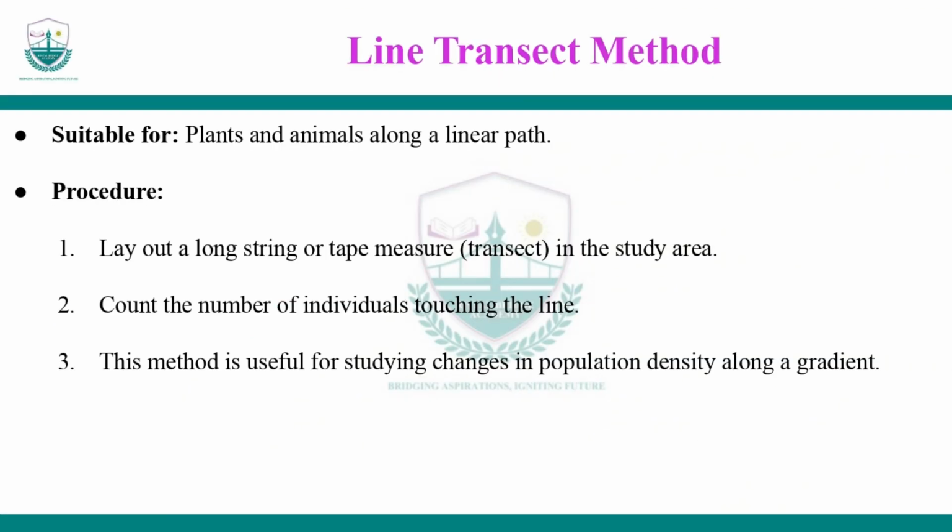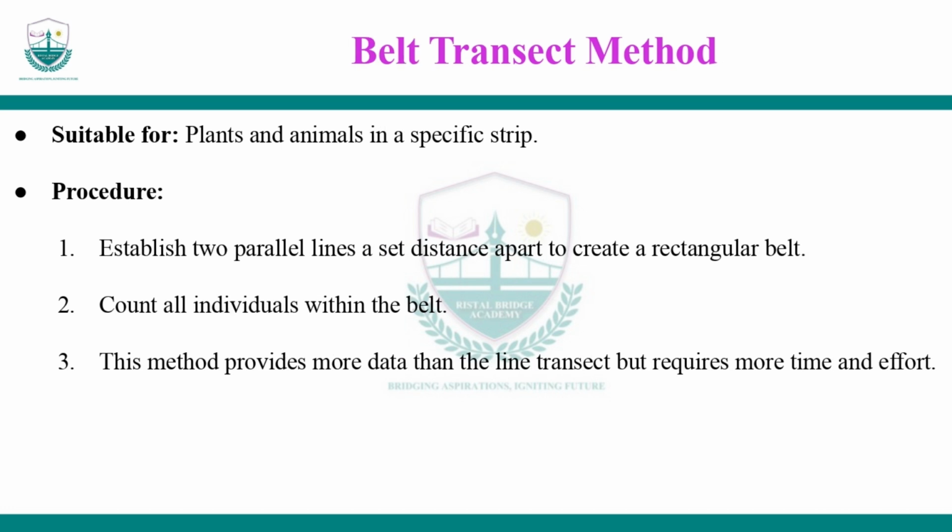Think of this as a wider version of the line transect, the belt transect method, best for plants and animals in a defined strip area. Procedure: set two parallel lines a fixed distance apart, creating a belt-shaped study zone. Count all organisms within the belt. Though more time-consuming, it provides richer data than a single line, especially useful when studying biodiversity across microhabitats.